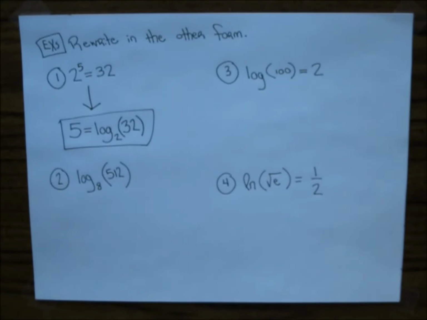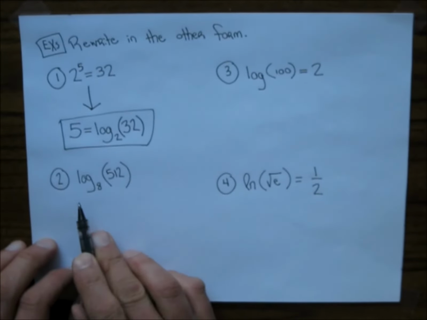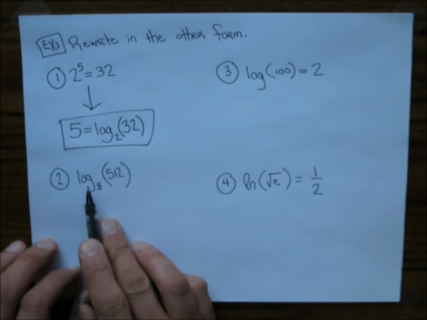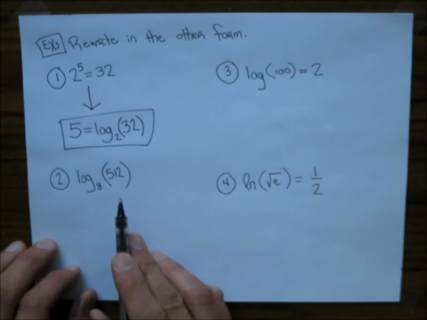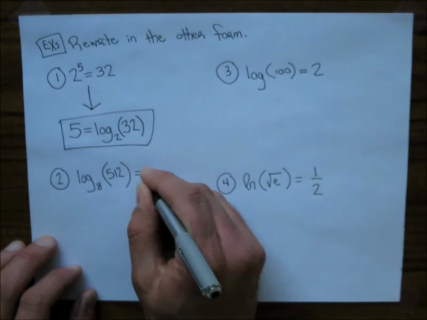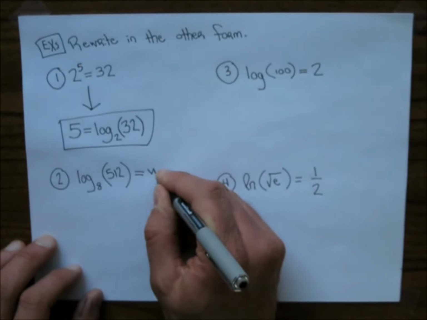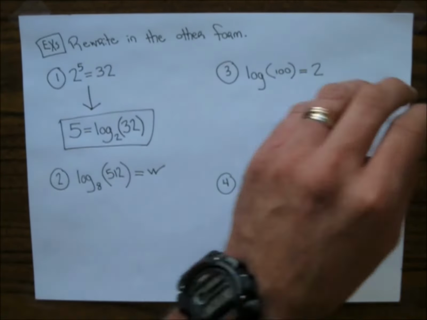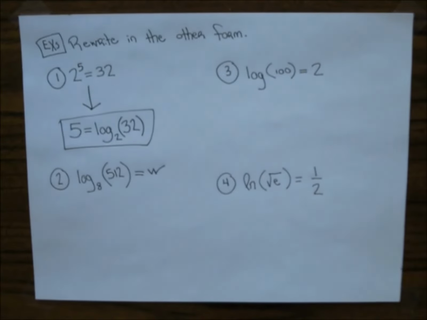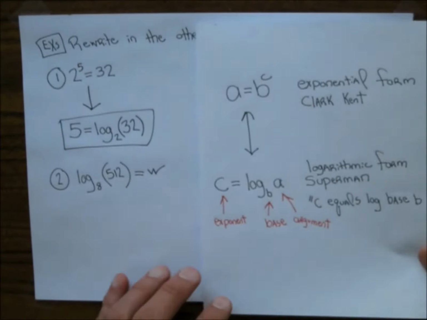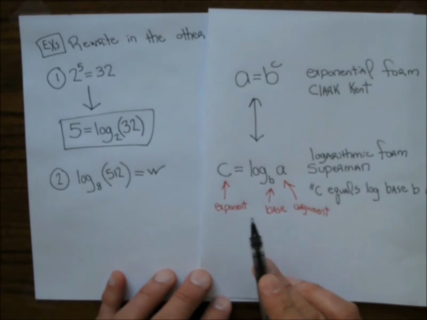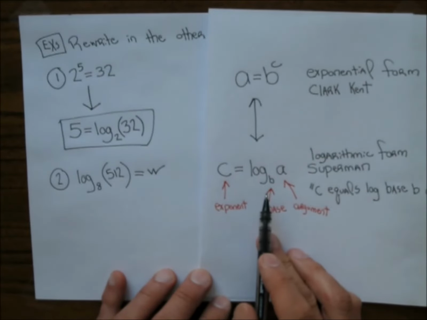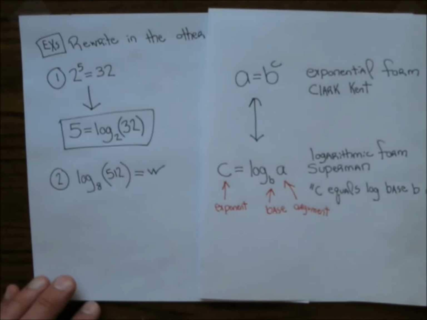Okay, let's go ahead and do some more problems. We are going to change log. Oh, this problem is not written all the way. I'm going to set this thing equal to, let's just say, W. So this equation is in the log form. I guess I should have put this back here. So it's Superman, and we want to change it back to Clark Kent.